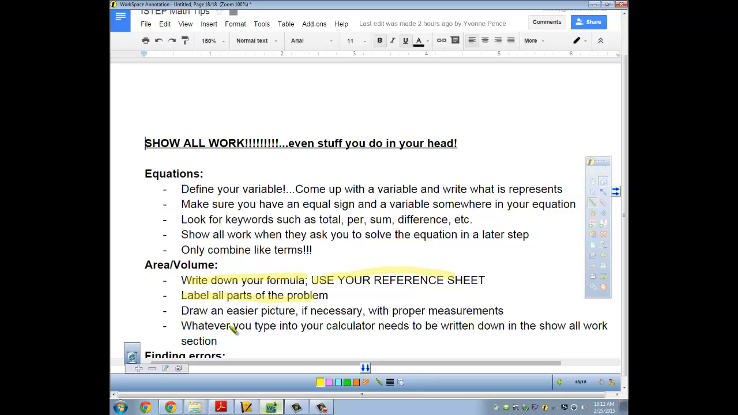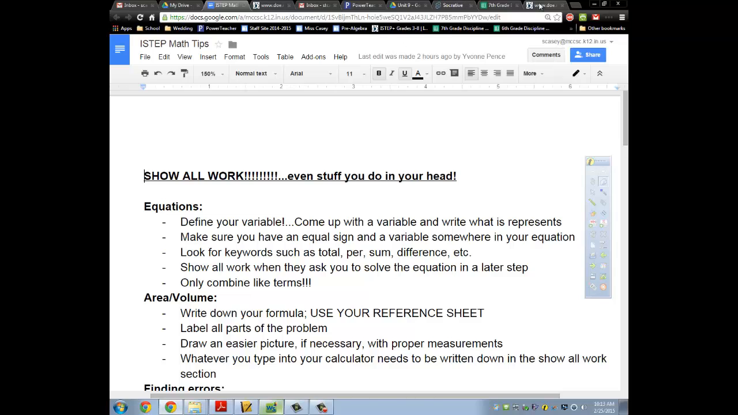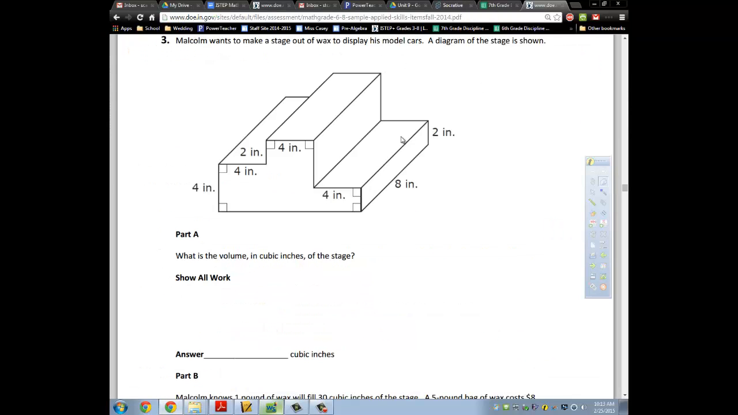Sometimes you're given a pretty difficult drawing, which the next example we're going to look at is kind of more complex. If it helps, draw an easier picture. I will show you how to make an easier picture if you're given a complex one. And you just want to make sure you measure it properly. And then whatever you put into your calculator, which we talked about at the very beginning, you need to make sure you write it down on the show all work section. So even though you put it in the calculator, the ISEP people don't know that. Write it down.